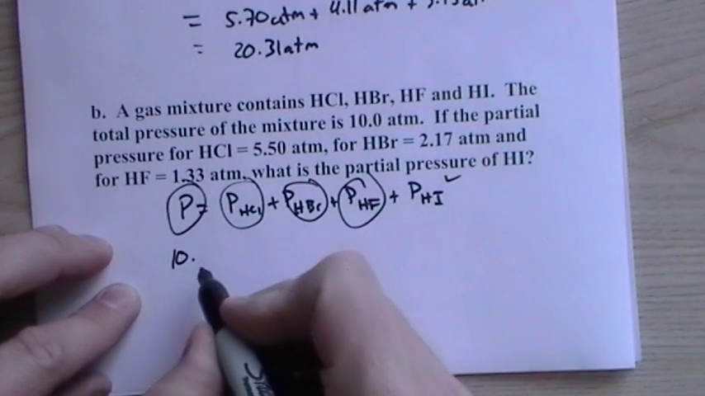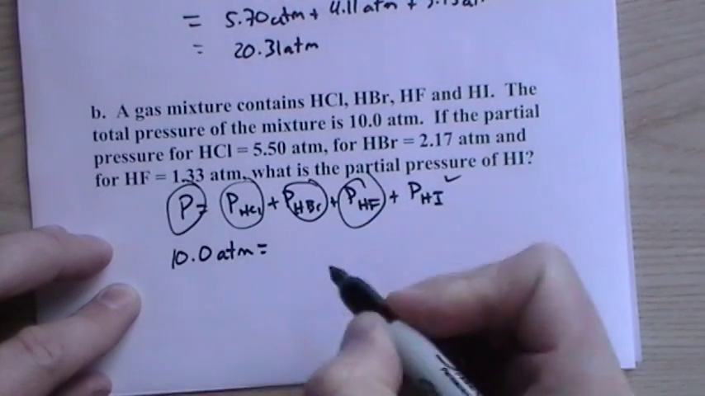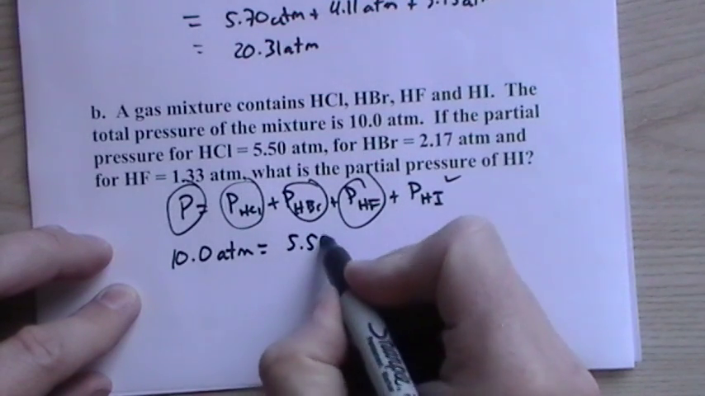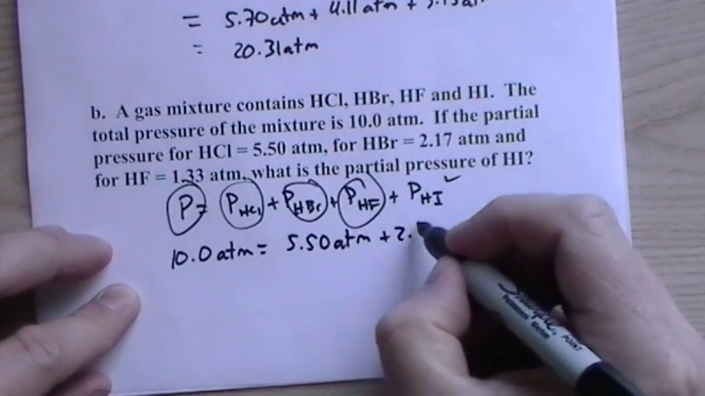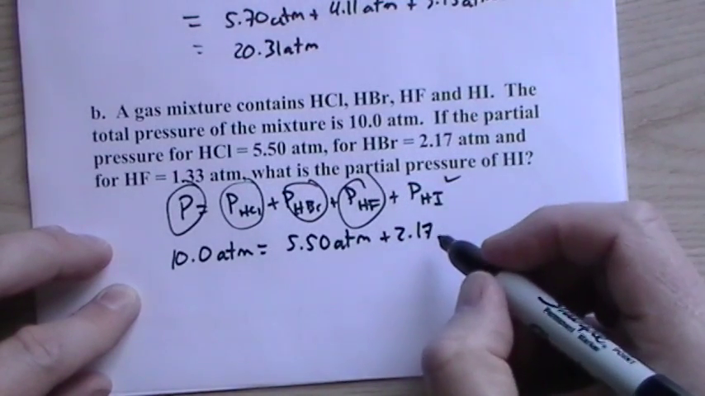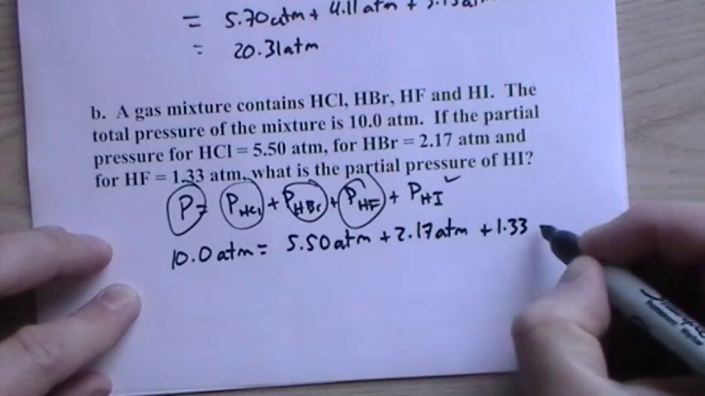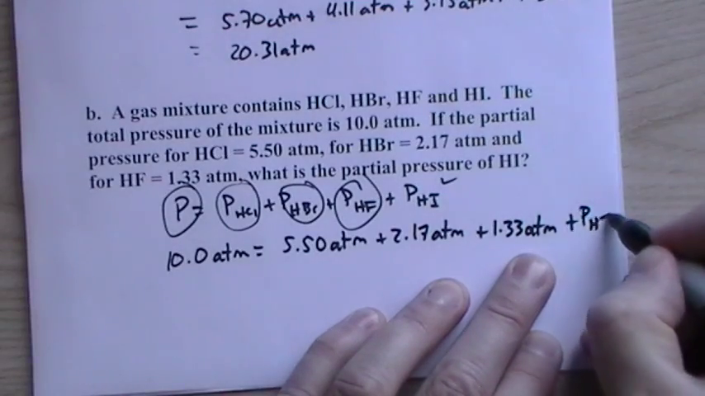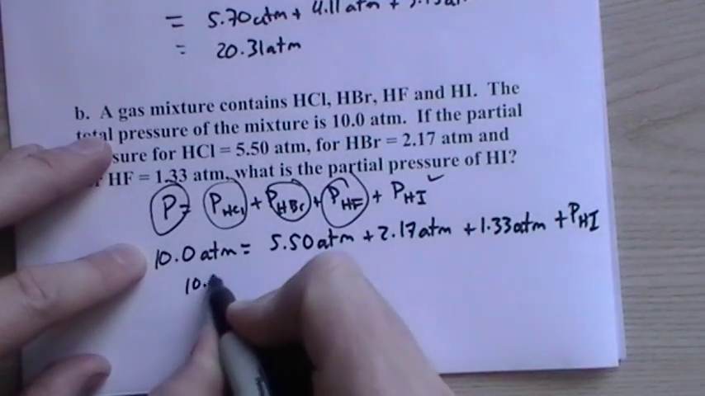So we have 10 atmospheres. Hopefully I did this right, and the partial pressures won't be over 10 atmospheres. If they are, then we have a problem. HBr. It doesn't look like it. Good. I'll just change it if need be. And then the partial pressure of the hydrogen iodide is unknown. Just to verify, this is 10 atmospheres.